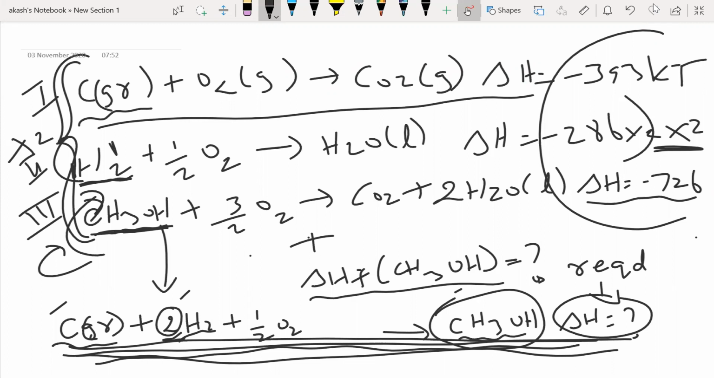So since third equation is reversed, that means it'll be CO2 plus 2H2O. Exactly. It should be CO2 plus 2H2O gives CH3OH plus 3 by 2 O2. For that, enthalpy would be plus 726. Okay, sir. Yeah.